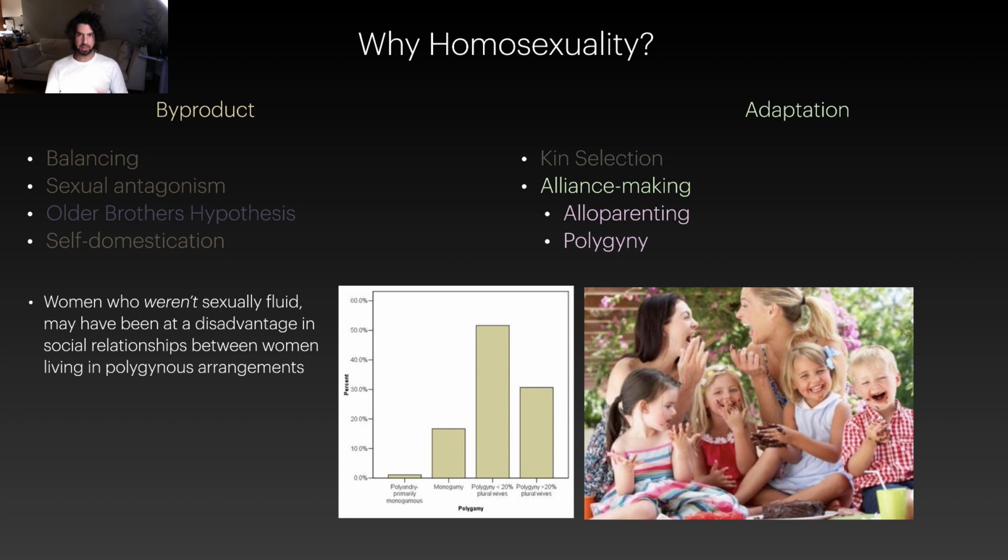All right, so there's a bunch of possible explanations for homosexuality. They're not all mutually incompatible, and an important thing to note is that they're not all relevant to homosexual orientation among both sexes. Some only make sense for men, like the older brothers hypothesis. Some make a lot more sense for women, like alloparenting and polygyny. And that's okay. We don't have to have the same explanation. There's no necessary reason why homosexual behavior in men and women have to be explained by the same evolutionary process.